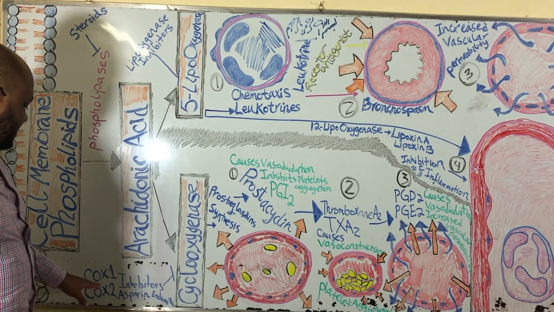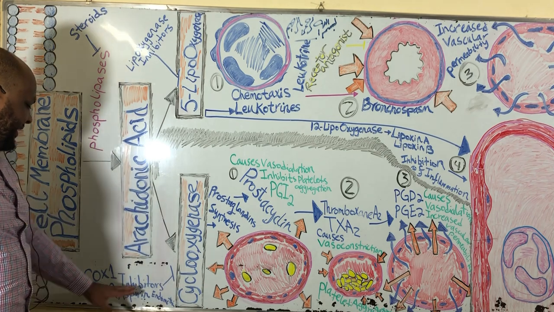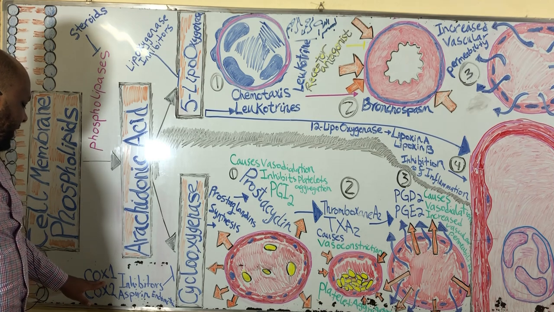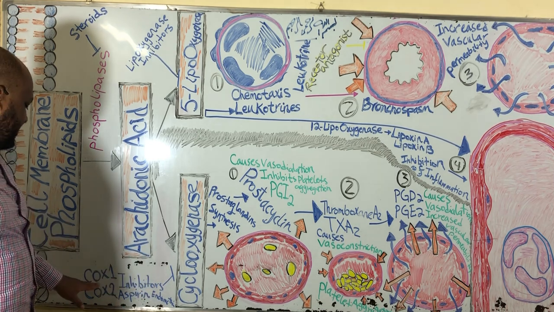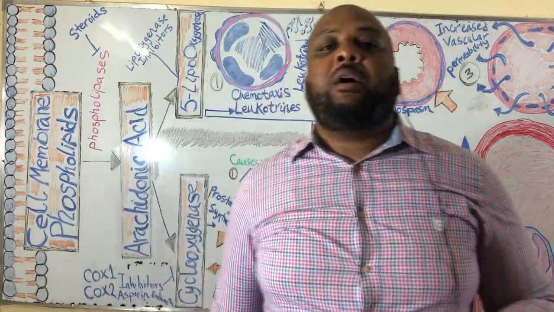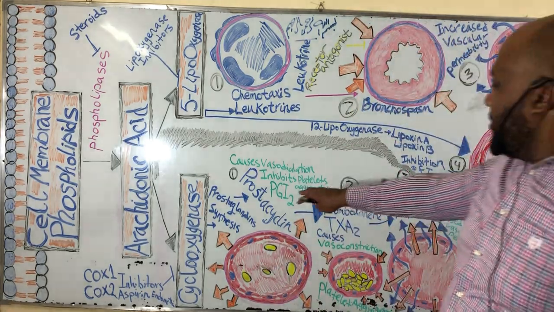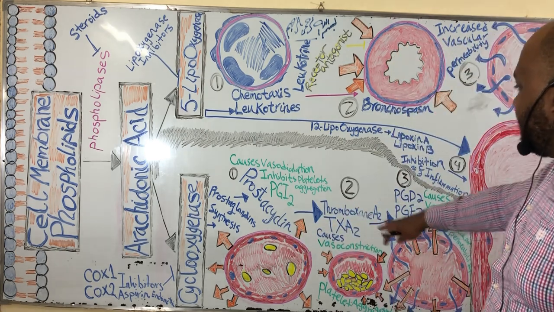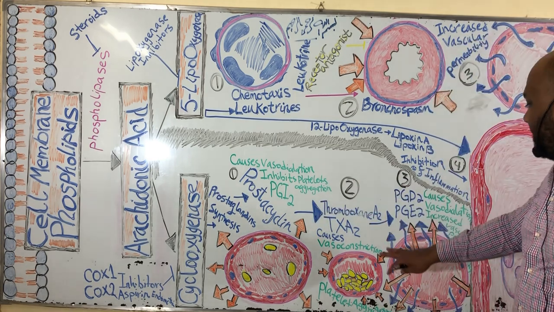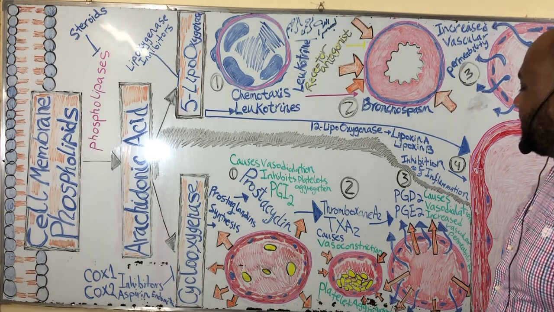I also want to talk about drugs that inhibit these cyclooxygenases, such as aspirin and celecoxib. What aspirin does is irreversibly block cyclooxygenase 1 and 2. And when cyclooxygenase 1 and 2 are blocked, there will be no synthesis of all of these prostaglandins that participate. So there will be no vasodilation, no platelet aggregation, and no vasodilation and increased vascular permeability.